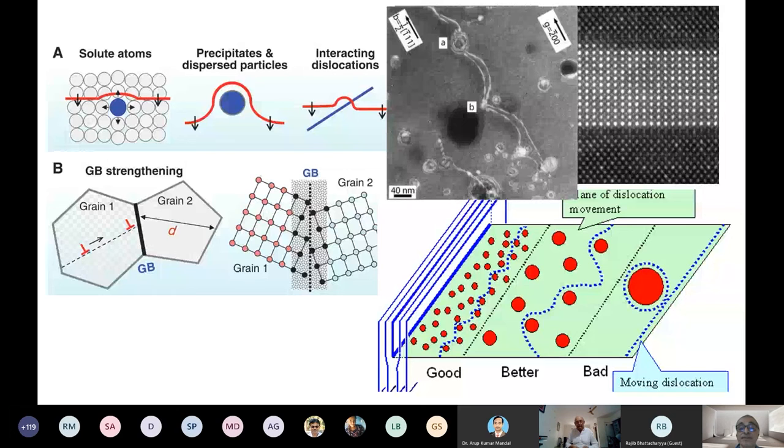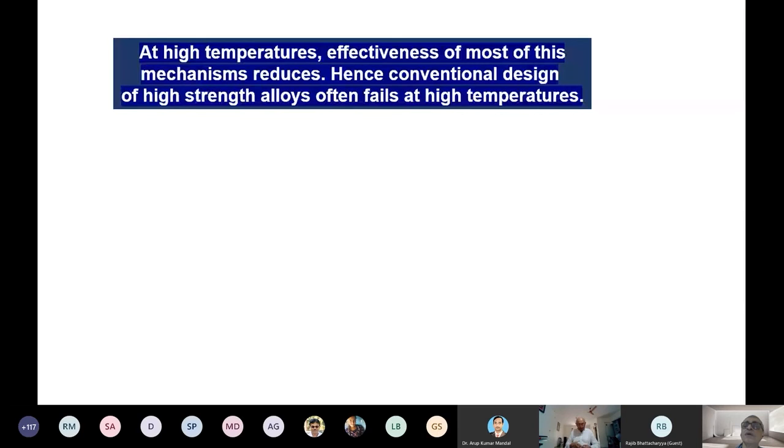Of course, there are grain boundaries, but I'll not talk about them because we can define the grain boundary to make things stronger, but at high temperature they are not very useful because grain growth will take place. So actually the game for high temperature material is that all these mechanisms I have talked about reduce in effectiveness at high temperature. Therefore, you can make a conventional design of high strength alloys with all these barriers to dislocations, but they often fail at high temperature. High temperature design of materials, which also will have high strength, requires more innovativeness.